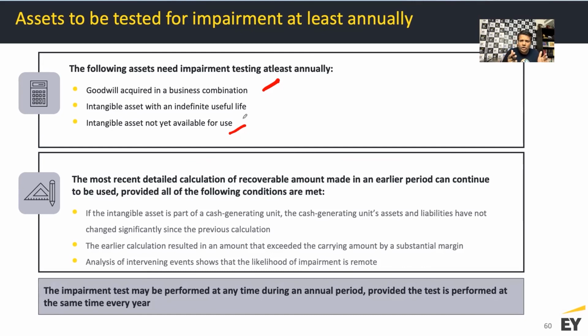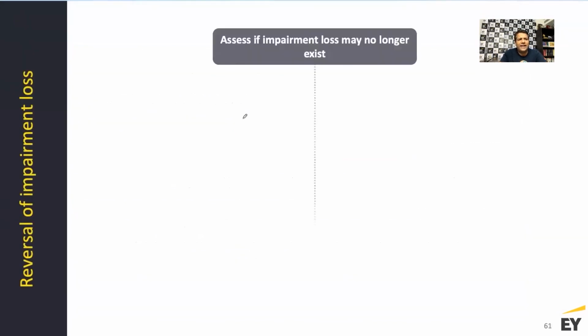But wherever you are doing it on annual impairment, like for goodwill, for indefinite life intangibles, or for intangibles which are yet to be available for use, you have to do it on a definitive date. Or if there are impairment triggers, you have to do it on that date. If there is a reversal, we talked about it: you are not allowed to reverse the goodwill impairment loss, but for other impairment losses, the reversal is allowed to the extent of the impairment loss that you have recorded.